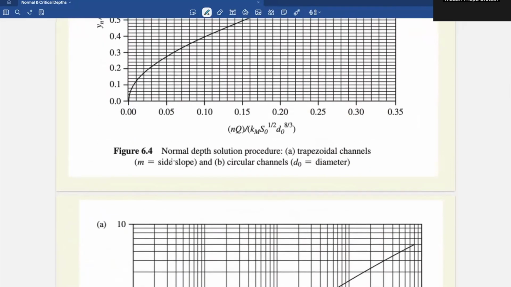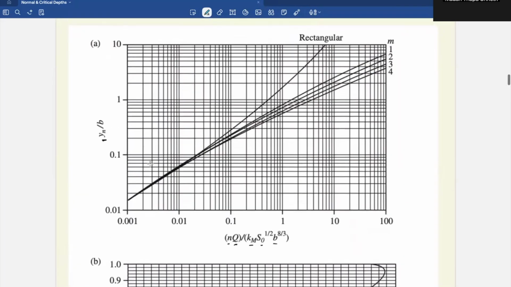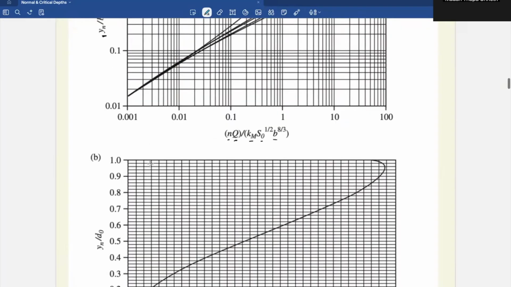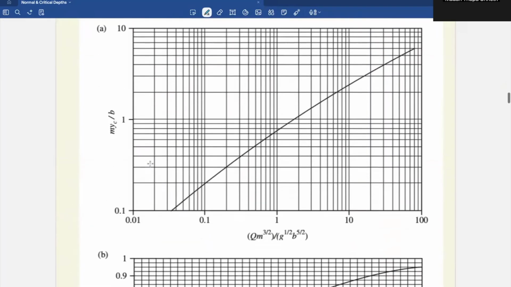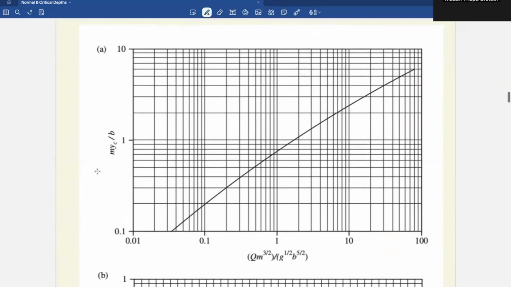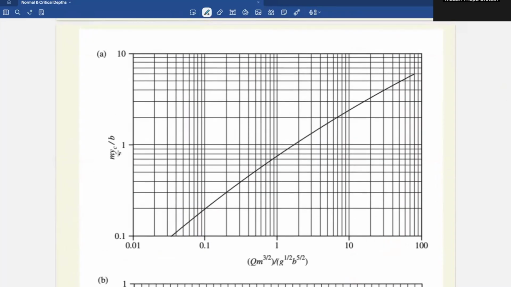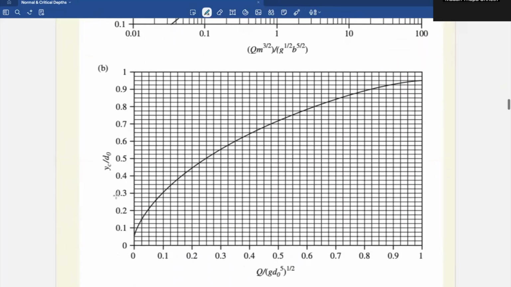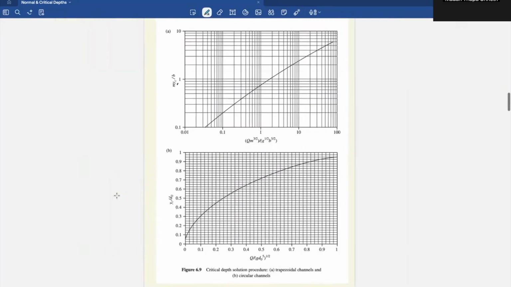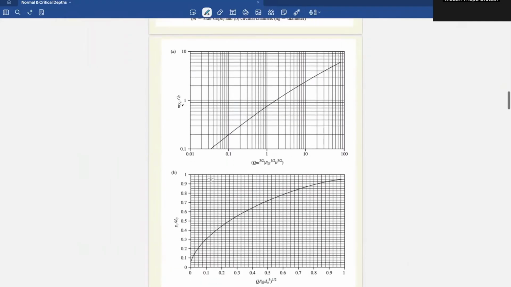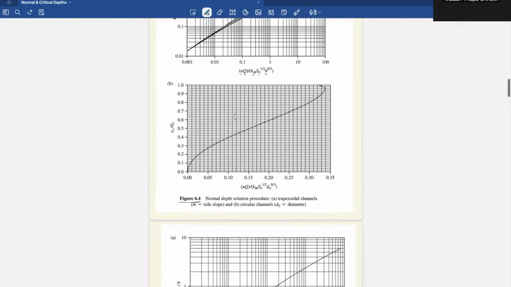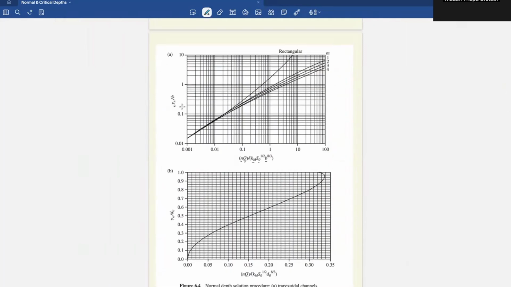I may refer to some of this in the solution, such as this figure 6.4. You should consider looking back to this before and after. We will also be using this graph for computing y_c, that is critical depth, for trapezoidal channels. As a whole, for a trapezoidal channel, this graph can be used for computing the critical depth, whereas for computing the normal depth, we will be using this graph.